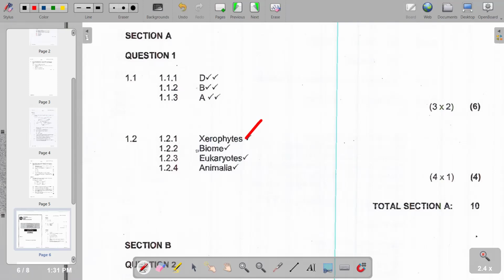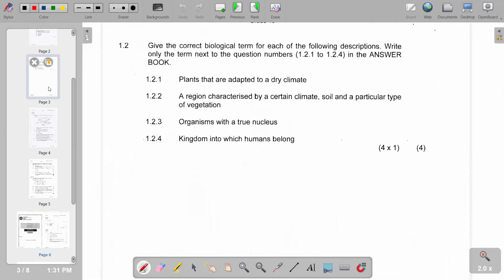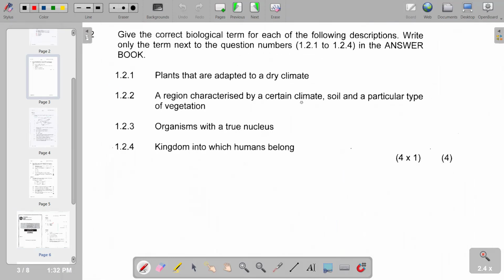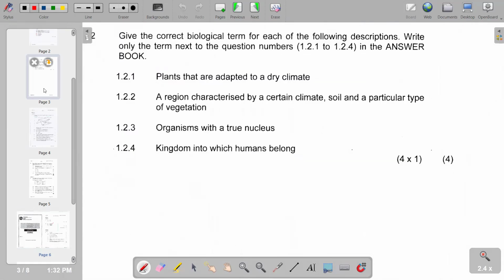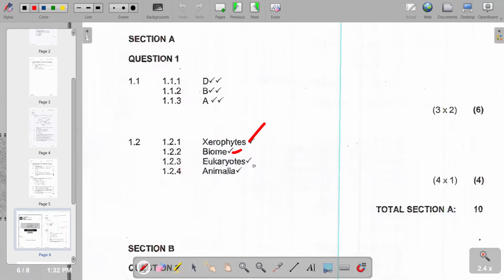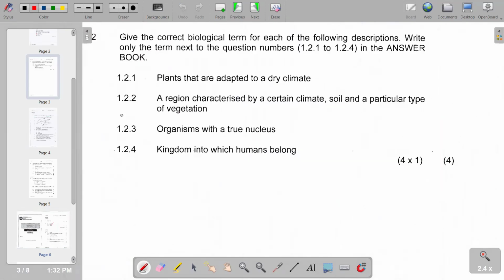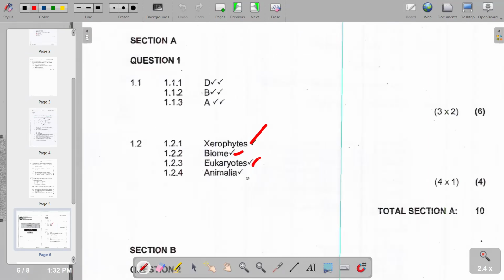Then we move on to the second part, whereby it is a region characterized by a certain climate and a particular type of vegetation. You see that on that part, it is the biome. We move on to the next part, whereby organisms without a true nucleus. On number three, we've got our response. Going to the next one, kingdom into which humans belong. We have Animalia as our response, and these are the correct responses that we have for that part.